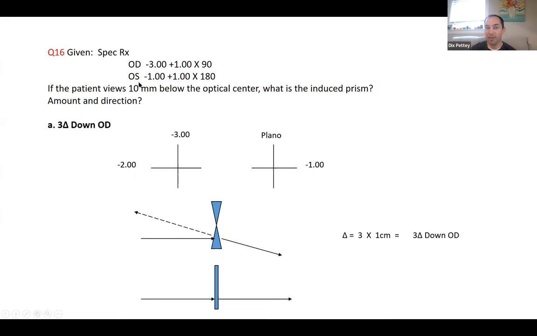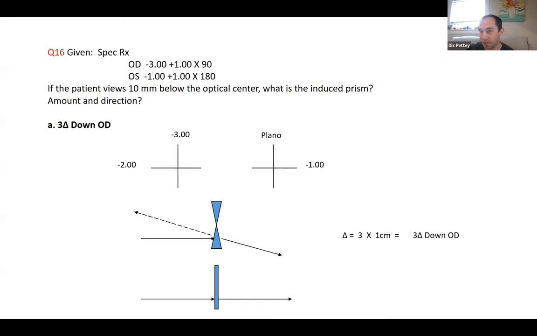Now, Ariana did a great job saying, okay, they're looking 1 centimeter below, so we know that we only have to worry about the vertical. If this is saying that they're looking 10 millimeters to the right, then we'd be worrying about these horizontal numbers, which could end up being different. And in this case would end up being a different answer. So just pay attention to how far and which direction the patient is looking.